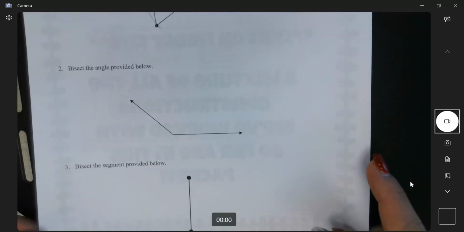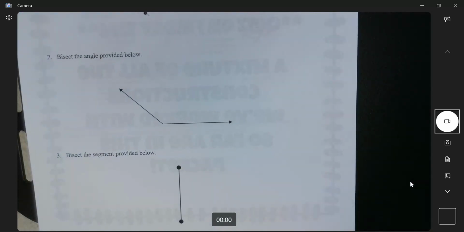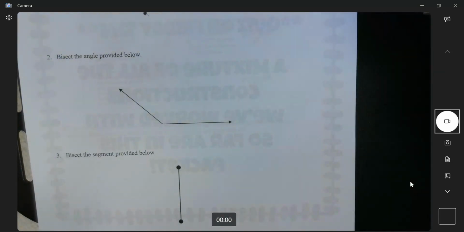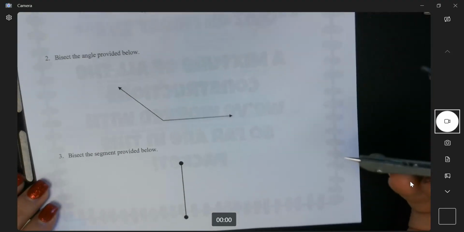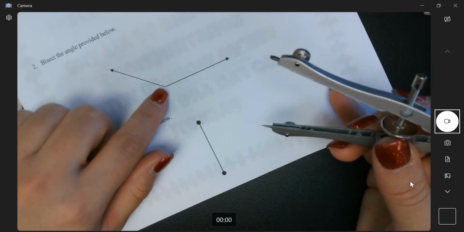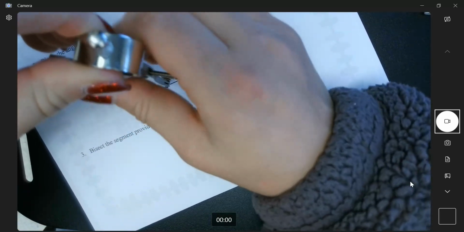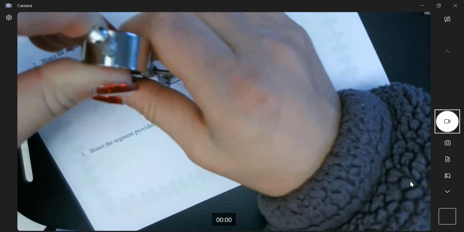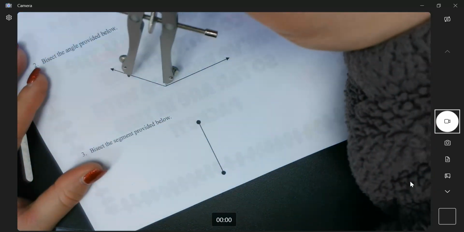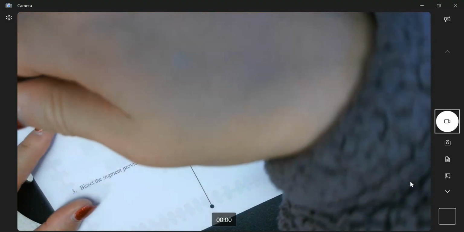And looking at the second question, we have bisect the angle provided below. So we are bisecting an angle. First thing you do with the bisecting an angle construction is you put the point of your compass on the corner of this angle, so at the vertex of the angle. And I'm going to just fix my compass so that it'll fit on the angle itself. And I'm going to just make an arc. Let's make an arc like that. It should touch both sides of the angle itself.